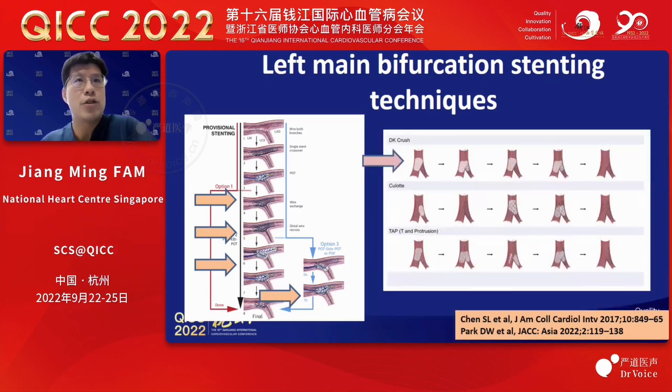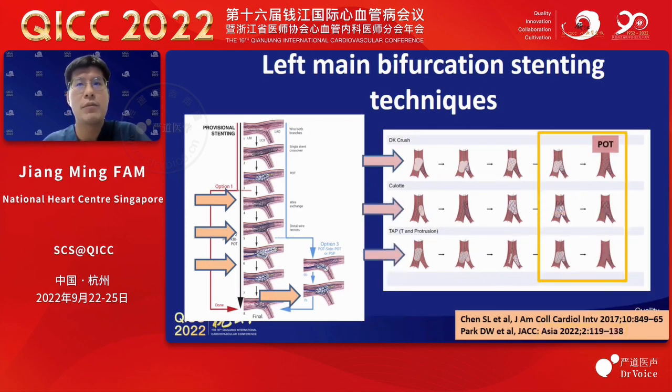Now, key steps of the three most commonly used contemporary two-stent techniques, such as the TAP, culotte, and DK crush, are concisely demonstrated here. Now, regardless of whichever two-stent technique is required, this should be finalized with a kissing balloon inflation and repeat POT to optimize the stent expansion and preserve bifurcation anatomy.